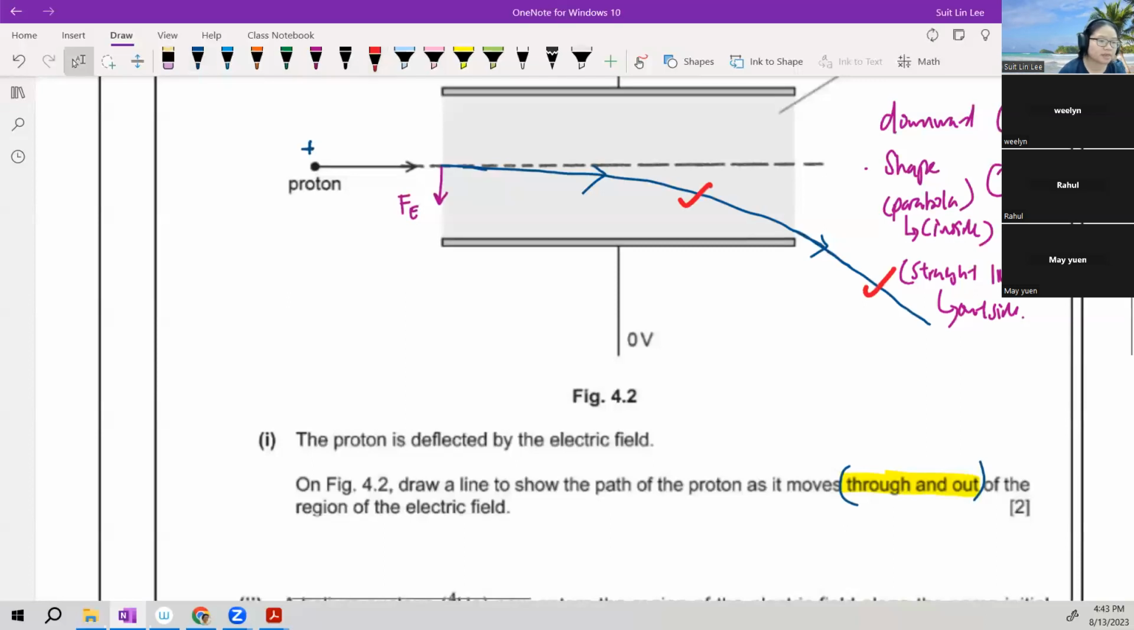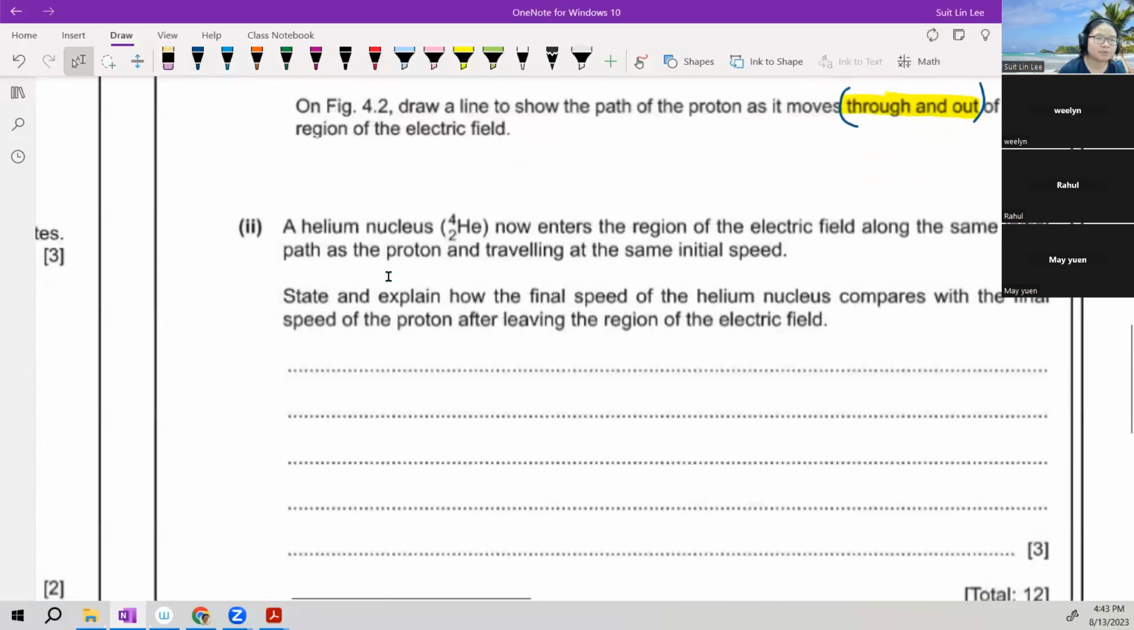All right. Next, a helium nucleus now enters the region of the electric field along the same initial path as the proton, traveling at the same initial speed. State and explain how the final speed of the helium nucleus compares with the final speed of the proton after leaving the region of electric field. Well, the helium nucleus is 4 times heavier. 4 times the mass of a proton.